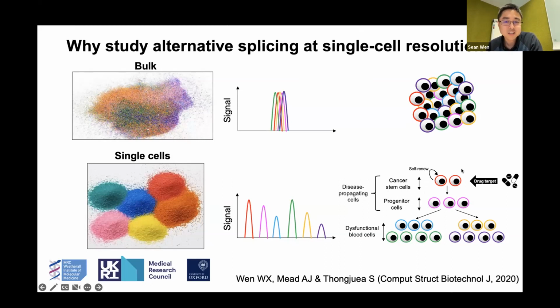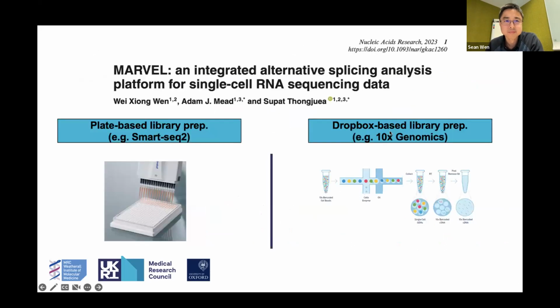So in conclusion, single cell is able to disentangle the source of the biological signals and attribute it to specific cell types that are very relevant for drug therapy. And so there comes Marvel. The goal of Marvel is really simple. It's really to make alternative splicing analysis possible at the single cell resolution.